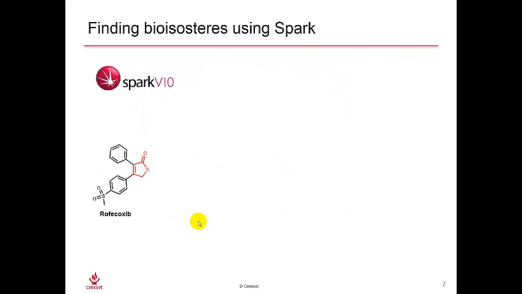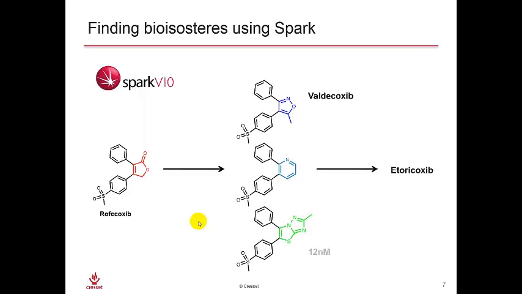First, we'll review how Spark is used and what it does. When doing bioisostere replacement or scaffold hopping with Spark, we want to be able to cut out a bit of the molecule, either central or terminal, and have the software suggest bioisosteric substitutions that can be made.